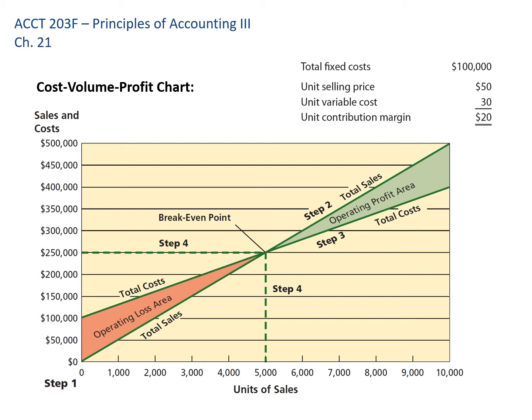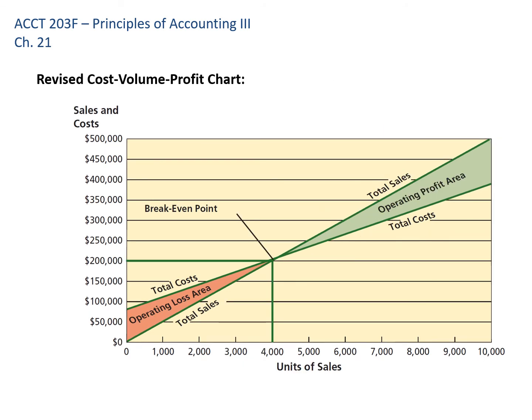So if we altered this and said, well, what if our fixed cost went down to $80,000? How would that change our break-even point? Here we've got that graph where you can see it lowers it to 4,000 units of sales. So again, this is a good way of depicting for people, this is where we're at and this is where we need to be, and how do we get there?